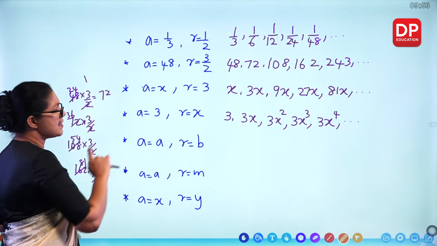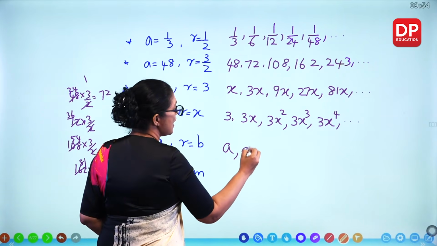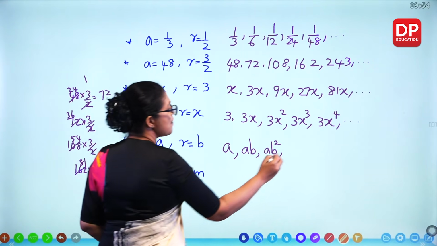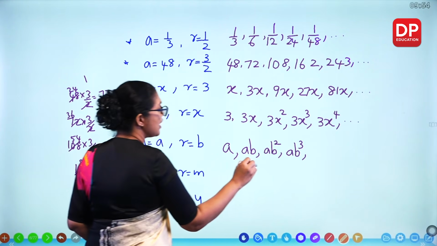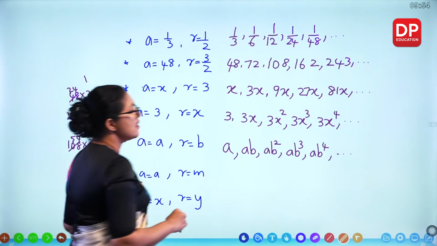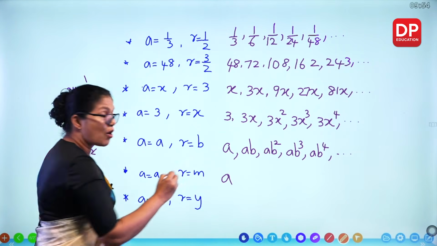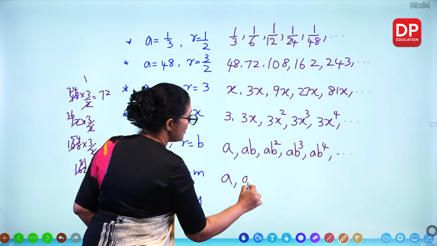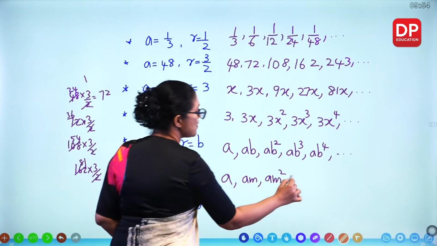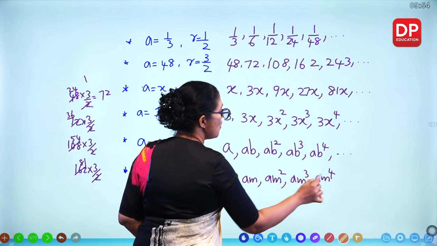3x cubed times x, you get 3x to the power 4. This one, the first term is a, so starting with a, the common ratio is b. a times b, ab. ab times b, ab squared. ab squared times b, ab cubed. ab cubed times b, ab to the power 4. 1, 2, 3, 4, 5. So those are the 5 terms.